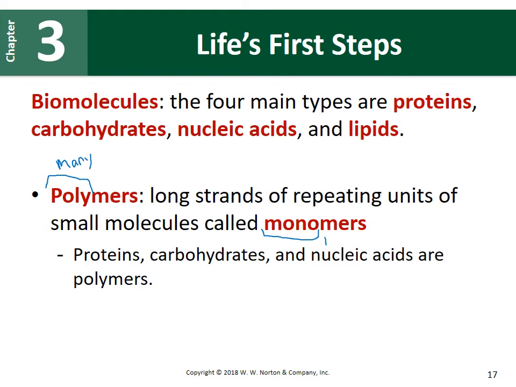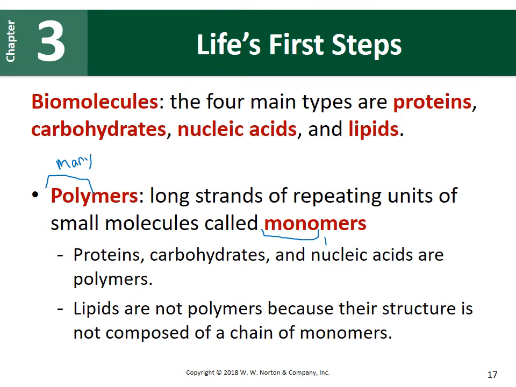So again, these are the proteins, carbohydrates, and nucleic acids. They're polymers. And I'll show you what those monomers are that we hook together. Lipids are not considered to be polymers because their structure is a little bit different. They do have building blocks we put together, but they're not repeating building blocks that we hook in a long chain. But I'll point out what they are made out of.